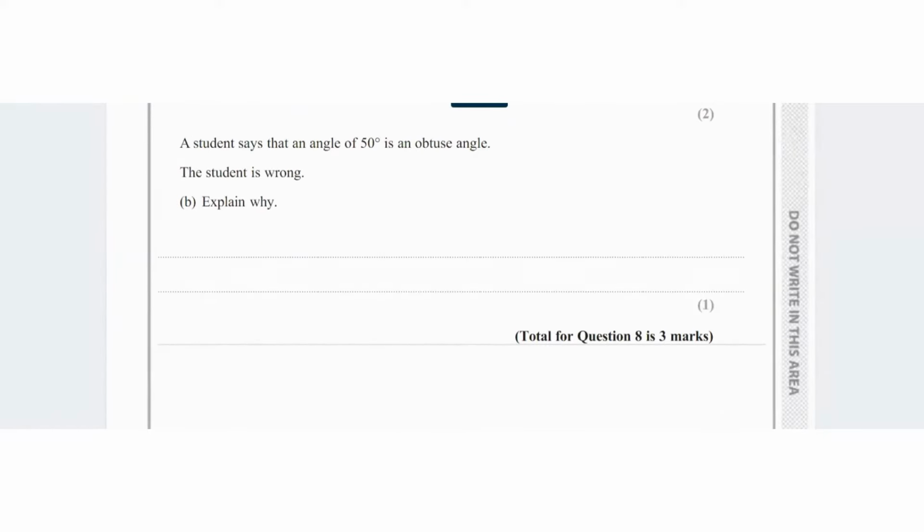A student says that an angle of 50 degrees is an obtuse angle. The student is wrong. Explain why. So to understand obtuse angles, let's draw a straight line. An obtuse angle is an angle which is greater than 90 degrees. So an angle that is greater than 90 degrees, that's going to be this angle. This is an obtuse angle.